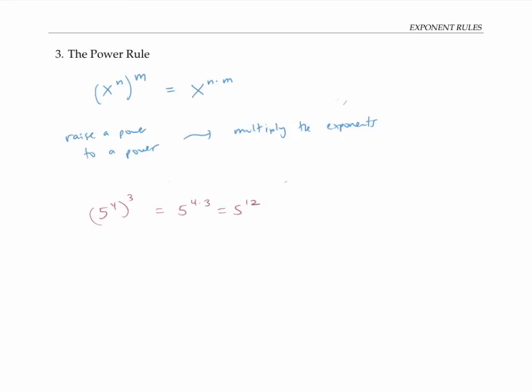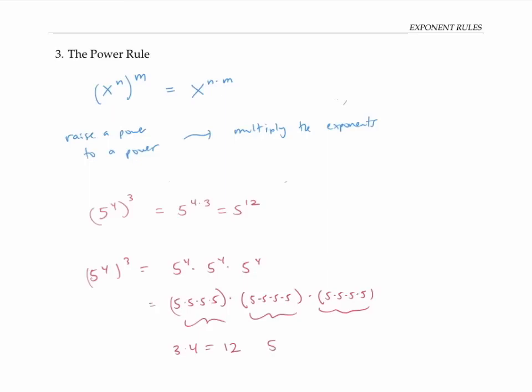And this makes sense because 5 to the fourth cubed can be thought of as 5 to the fourth times 5 to the fourth times 5 to the fourth. Expanding this out some more, that's 5 times 5 times 5 times 5 times the same thing times the same thing again. So I have 3 groups of 4 5's, which is a total of 3 times 4, or 12 5's.